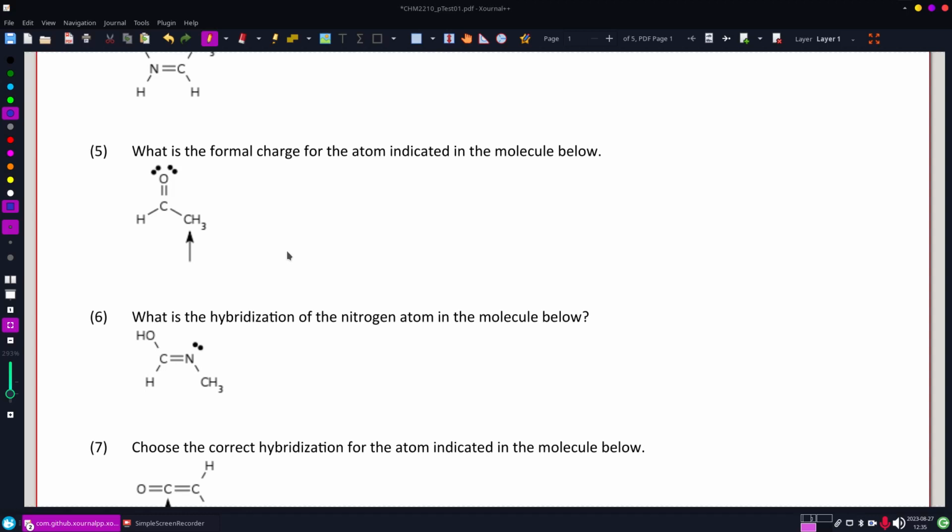All right, question 5. What is the formal charge of the atom indicated below and the molecule below? And it is pointing at that carbon. Now, quickly, I can see that it's involved with 4 bonds because I have a CH3, which means there's 3 CH bonds and 1 bond.